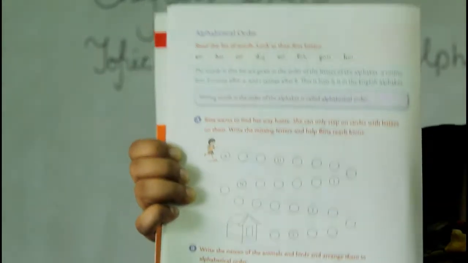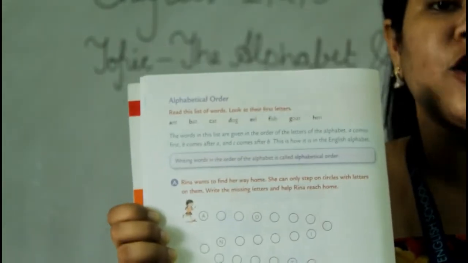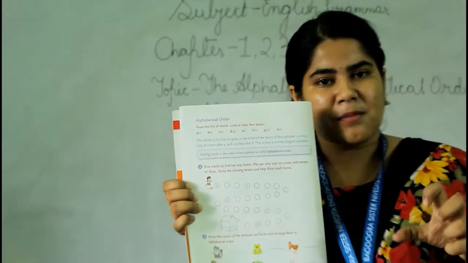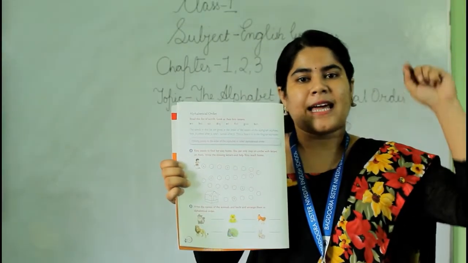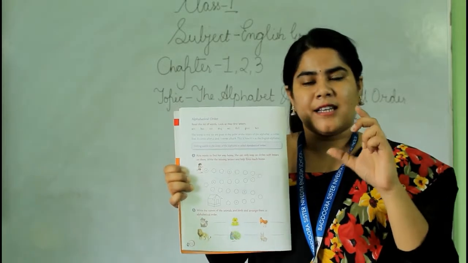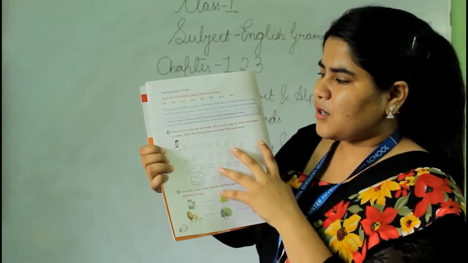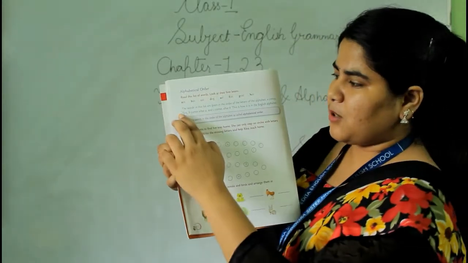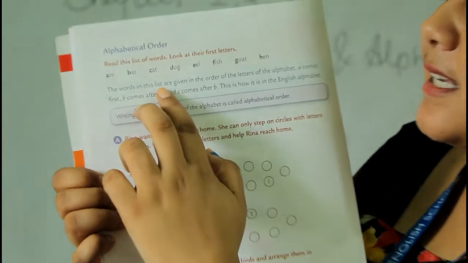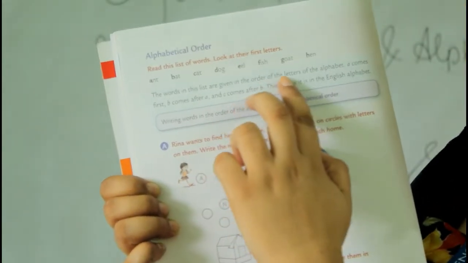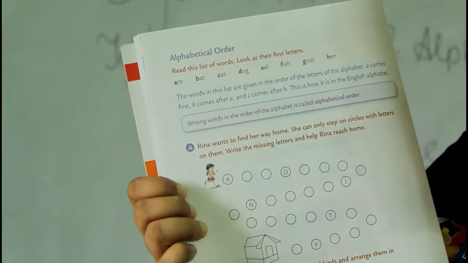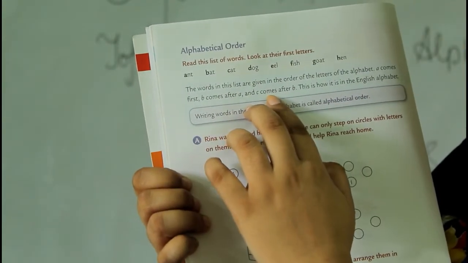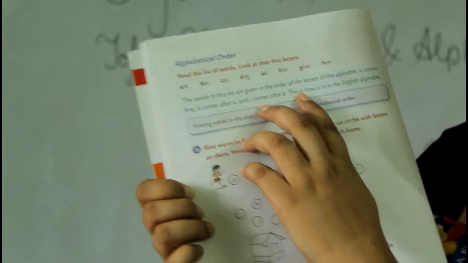Okay? To arrange the group of words in a sequence manner, very similarly like we write in alphabets, like A, B, C, D, in this way. Okay? So what it is written, point your finger and read aloud with me. The words in this list are given in the order of the letters of the alphabet. A comes first, then B comes after, and C comes after B. This is how it is in the English alphabet.